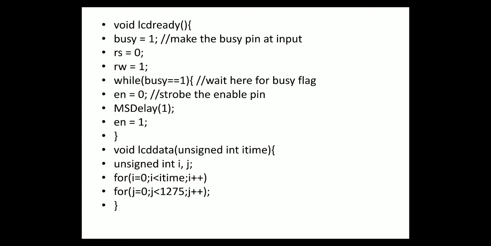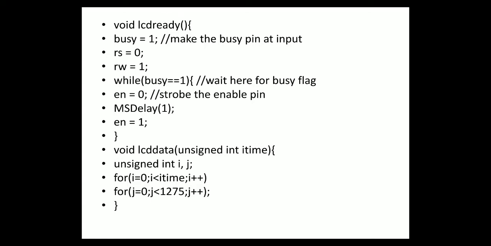Unsigned int i time. Now, how do we create delays? Unsigned int i, j. I use a loop for i is equal to 0, i less than i time, i plus plus. And a nested for loop for j is 0, j less than 1275, j plus plus. It obviously means that when i is 0, the j loop will execute 1275 times. When i becomes 1, again 1275 times. When i is 2, 1275 times, until i time.